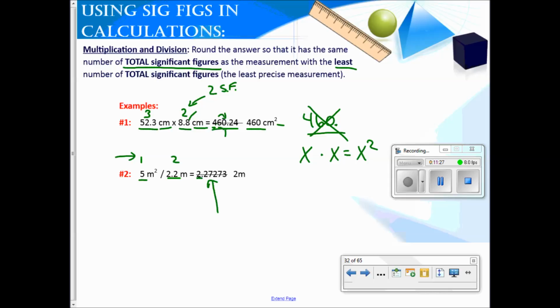So we come over here, we look at our 1 digit, look first to see whether or not it's going to round up or stay. And since the number to the right of it is a 2, we'll leave it, and it's 2 meters. Now, where did the meters come in? Meters squared divided by meters gives you meters. So please be aware and make sure that you're paying attention to your units.